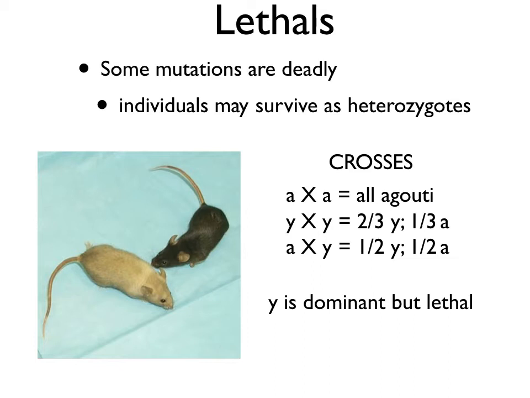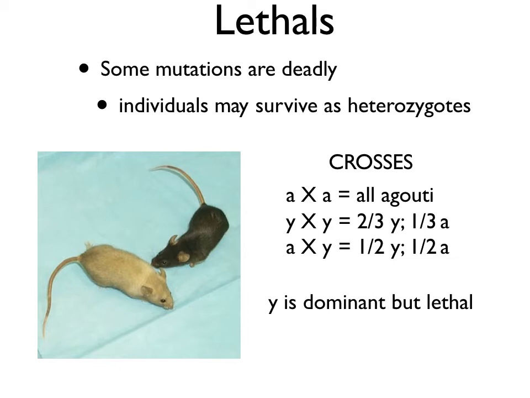And the key here is that Y is dominant, but it's lethal in homozygotes, okay? So just take that. I didn't type the fact that it's only lethal in homozygotes, but I want you to work through the Punnett squares and see why you get that result in the middle, why you get 2/3 yellow and 1/3 agouti when you cross two yellow mice, okay?